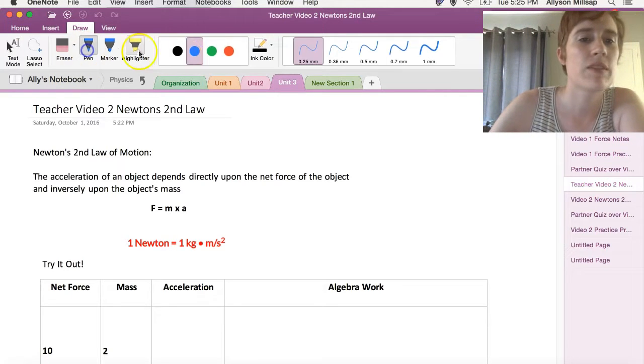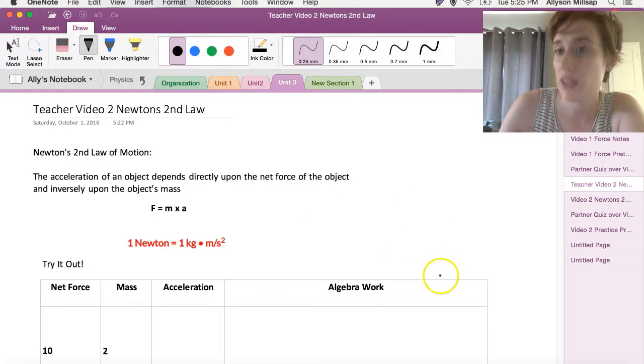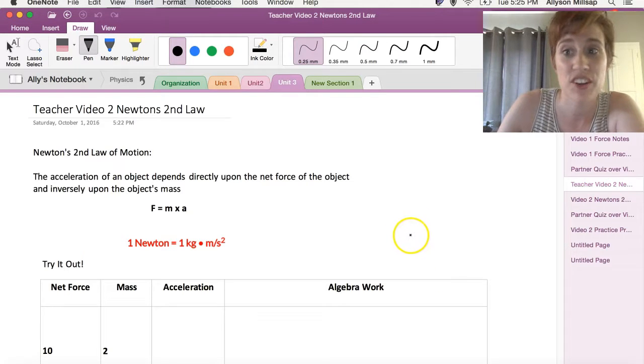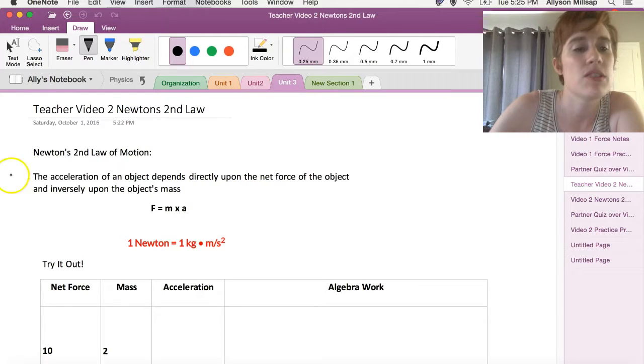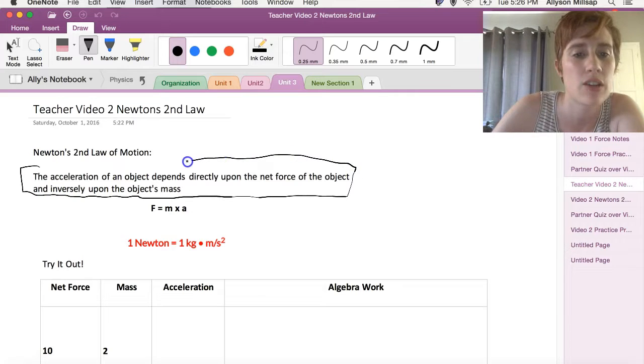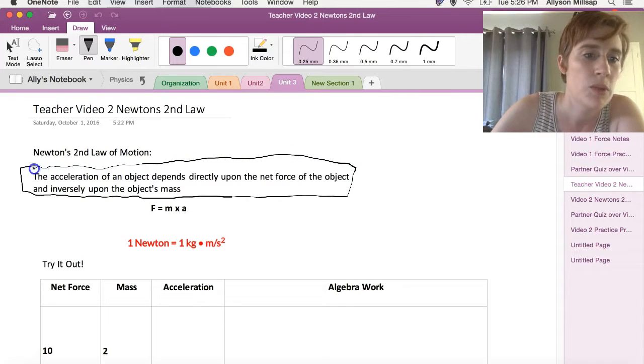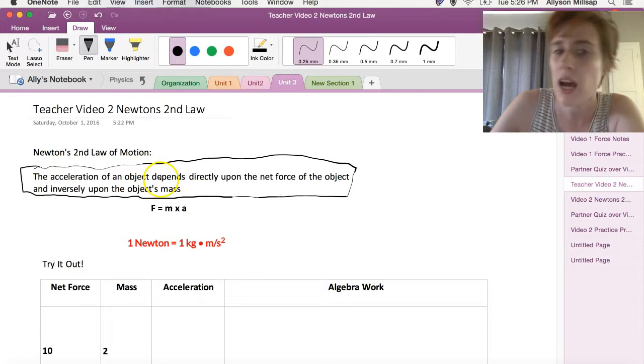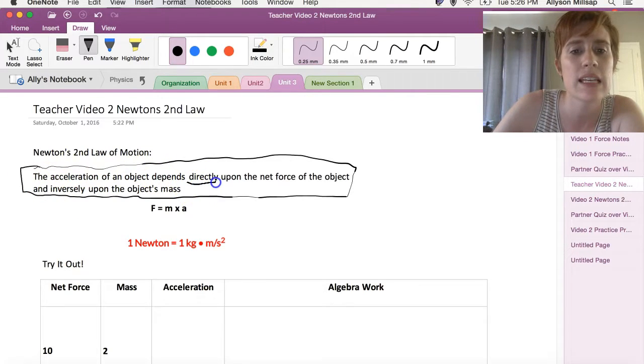Hey guys, welcome to video 2 on Unit 3, and we are going to learn about Newton's second law of motion. Newton's second law of motion is written as a sentence that you probably aren't going to understand right now, but you will understand by the end of this lesson. It states the acceleration of an object depends directly upon the force of the object and inversely upon the object's mass.